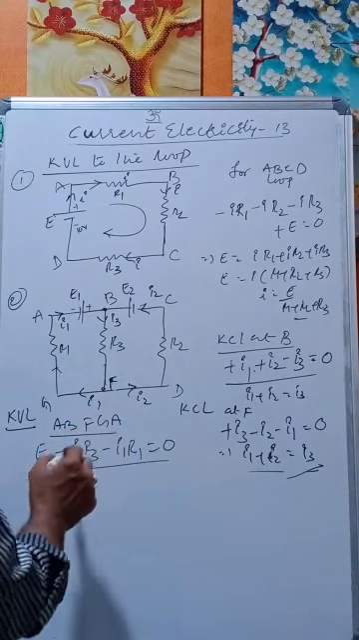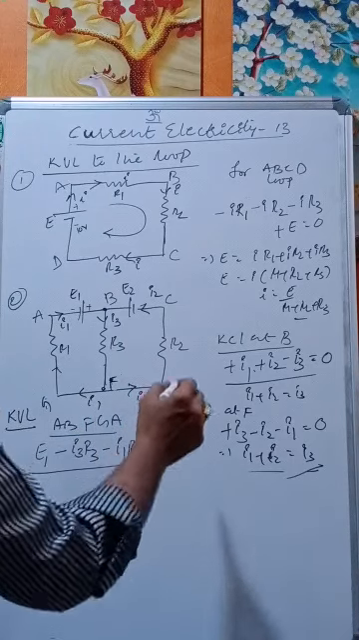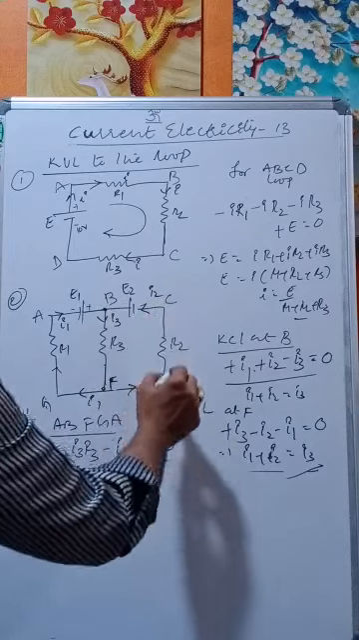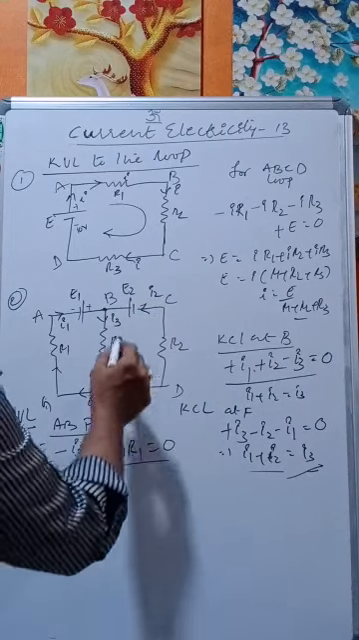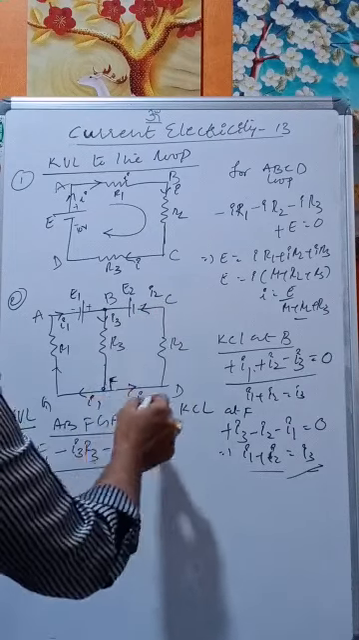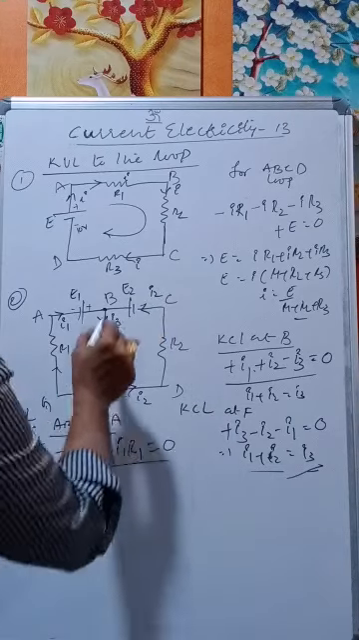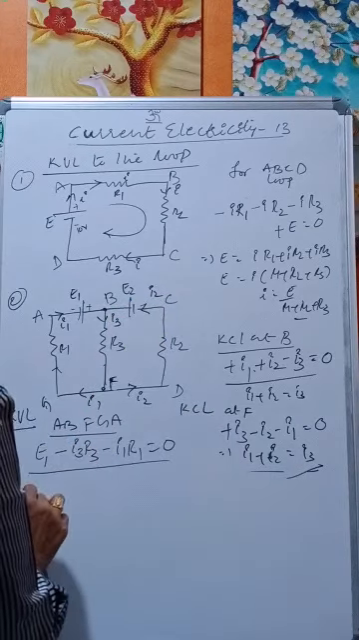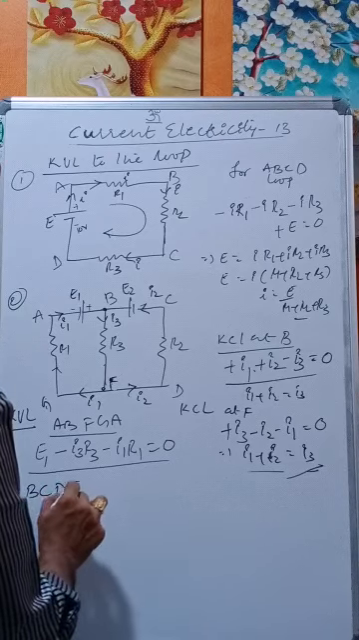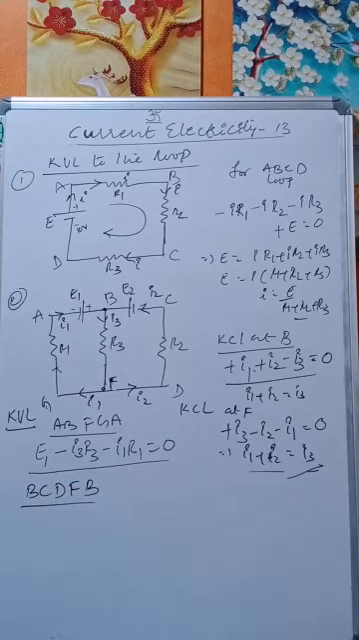Now let us take the loop BCDFB. How will we take it? Let us take CBFDC. Okay, no problem. BCDFB loop. Any loop is fine.